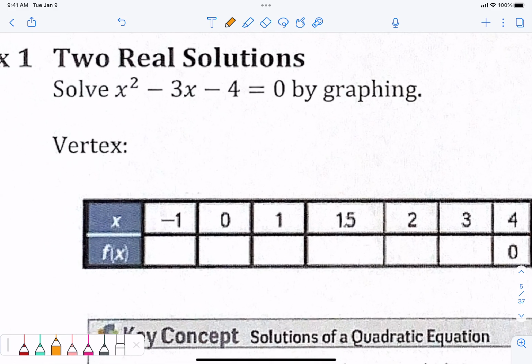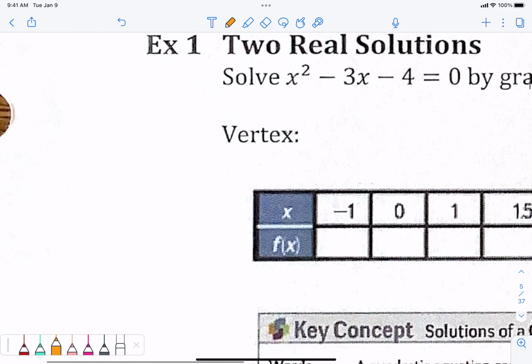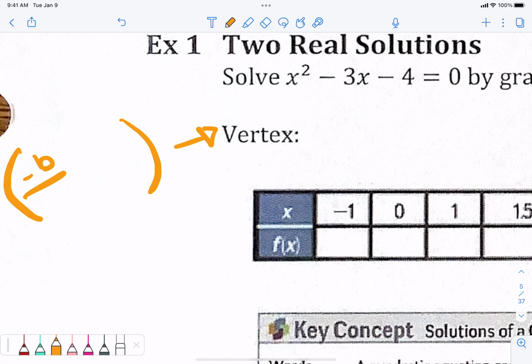They want us to first find the vertex. So I'm going to write off to the side over here. The vertex is negative b over 2a. If you don't have that embedded in your brain, get it. Then we plug that number in to find the y-coordinate. All stuff we did yesterday.